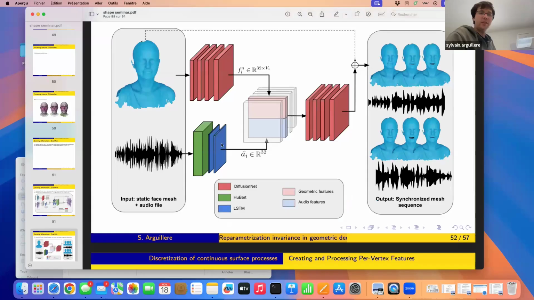Yeah, so the audio snippet is encoded with a known network for encoding audio, which is called HuBERT. And then you have an LSTM, which is another way to add some consistency. It's another way of processing sequences of latent codes to get another sequence of latent codes, basically.